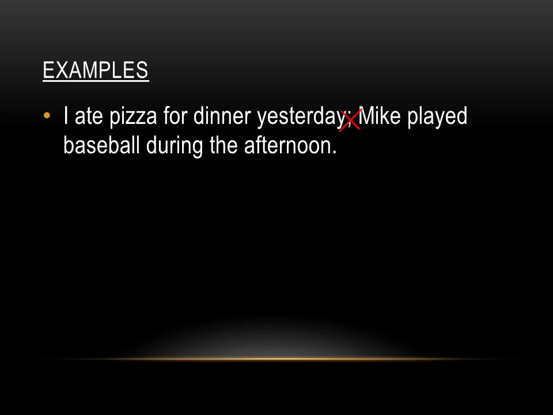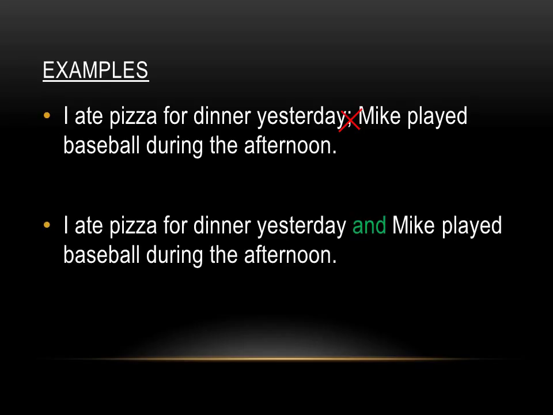I'm not trying to confuse you, but that's one of the requirements of using a semicolon. It's not just that you have 2 independent thoughts linked with a conjunction like this. They have to reinforce each other. So because they don't, you have to actually use a conjunction. So: I ate pizza for dinner yesterday and Mike played baseball during the afternoon. In this case, you actually have to use a conjunction. You can't use a semicolon.